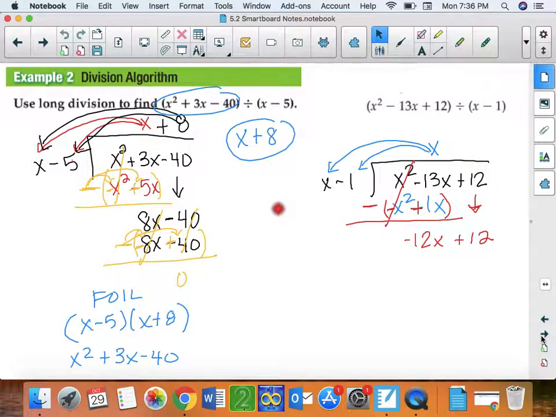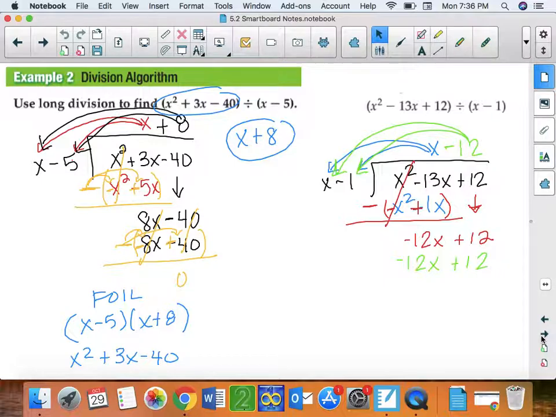So then I'm asking myself, x times what gives me negative 12? And we know that that is negative 12. And then I'm going to take that negative 12 and multiply it into both. So negative 12 times x is negative 12x. Negative 12 times negative 1 is positive 12.